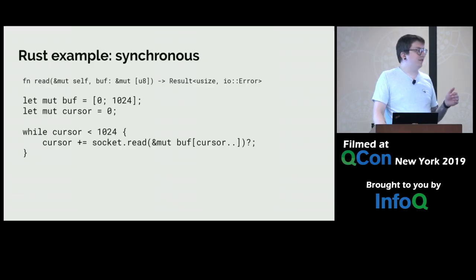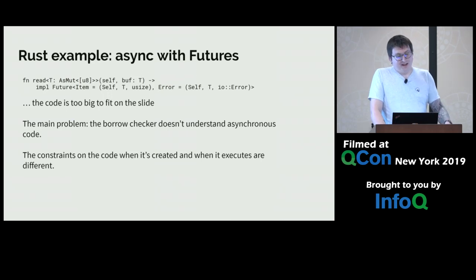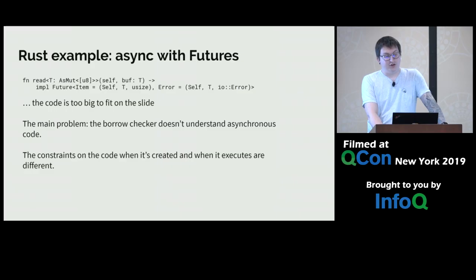Like we have this great design for futures. How do we replace this synchronous version with the async version? Well, the type signature turns into this instead. And it turns out that all the code you need is actually too big to fit on this slide, so I just didn't even include it.